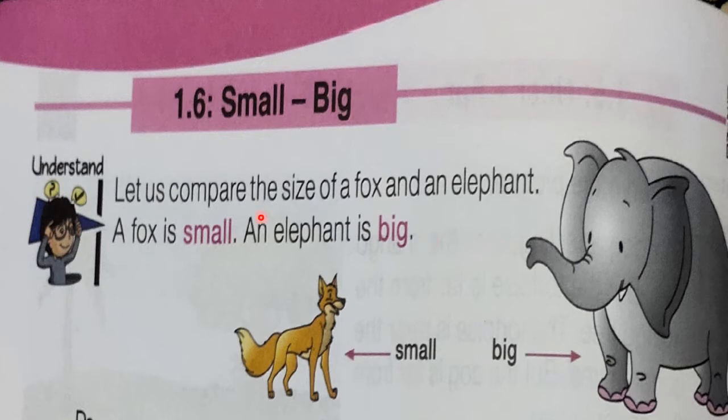Is it not? A fox is small. This is a fox. This is small. And an elephant is big. They have given here big. This is big in size. Yes? In size comparison, children, this is the small one. Which one? Fox. And this one is the big one.